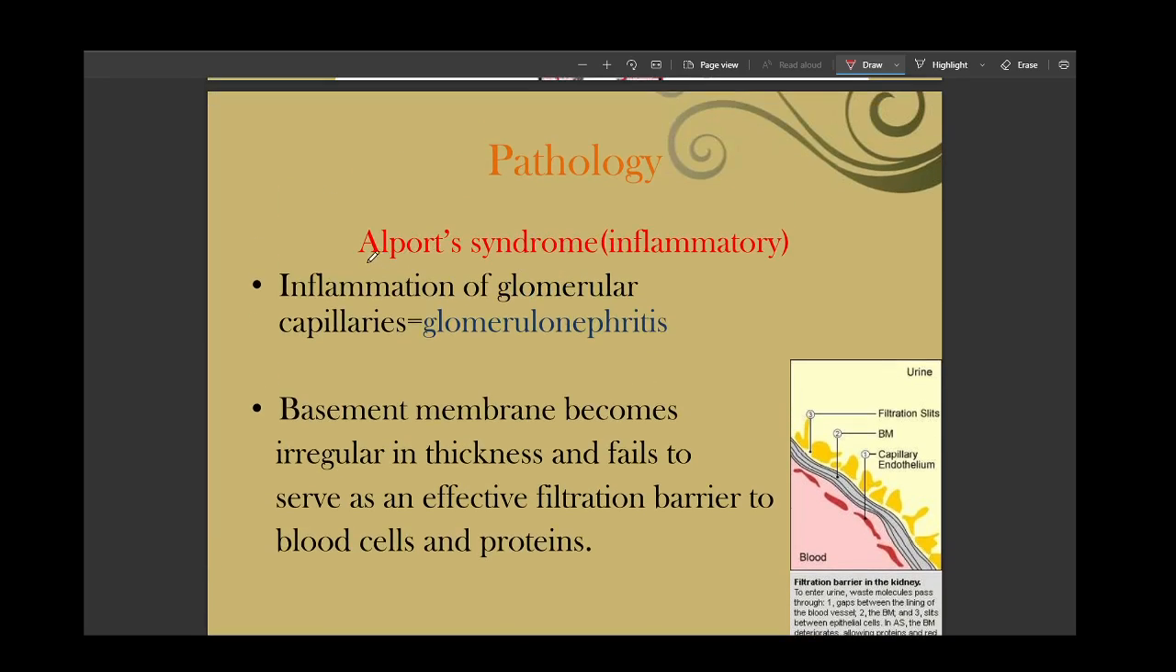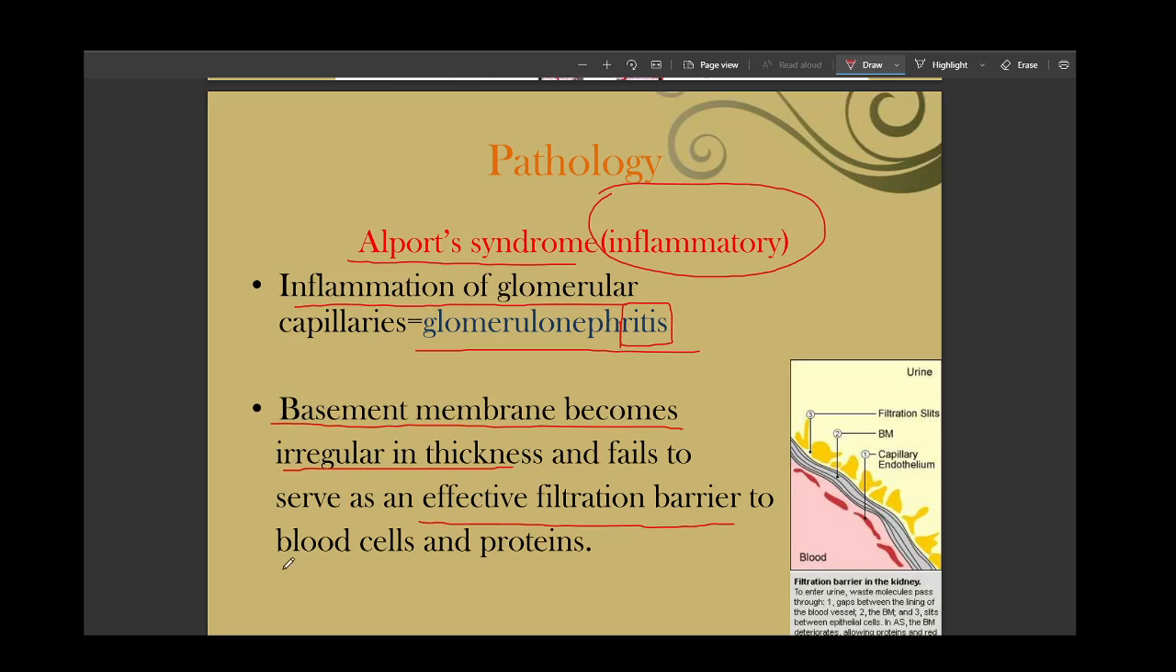Okay, there's one syndrome called Alport syndrome. It is inflammatory in nature, and basically there's inflammation of the glomerular capillaries, which is called glomerulonephritis. Itis means inflammation. So the basement membrane becomes irregular in thickness and fails to serve as an effective filtration barrier to blood cells and proteins.